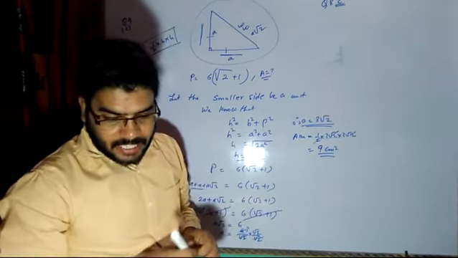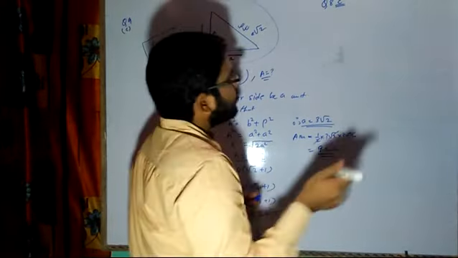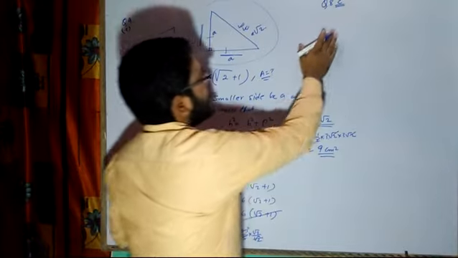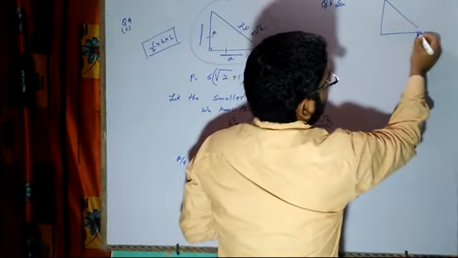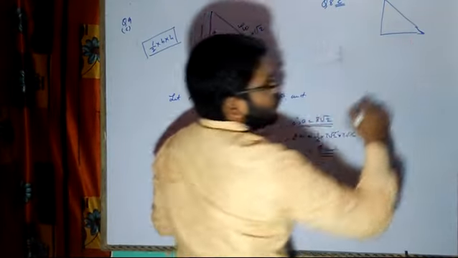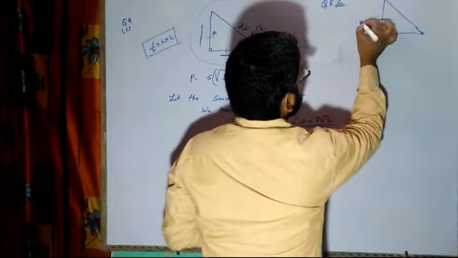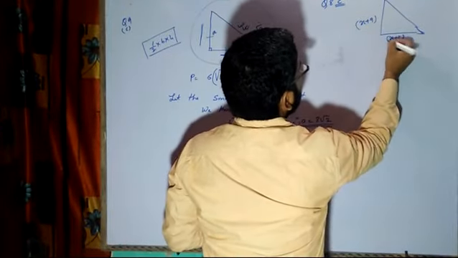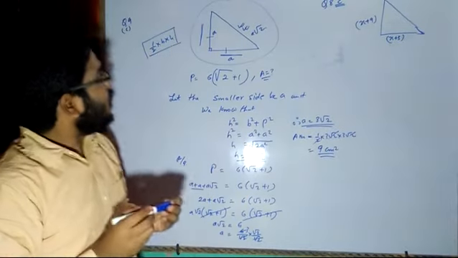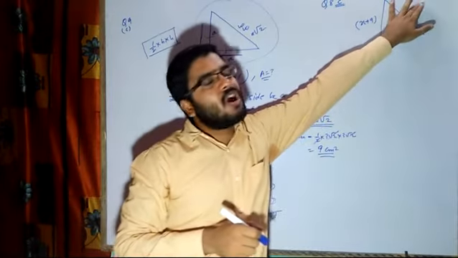Now, the problem says that ABC is a right angle triangle in which the smaller sides are given as x plus 9 and x plus 3. So this will be the longest side.